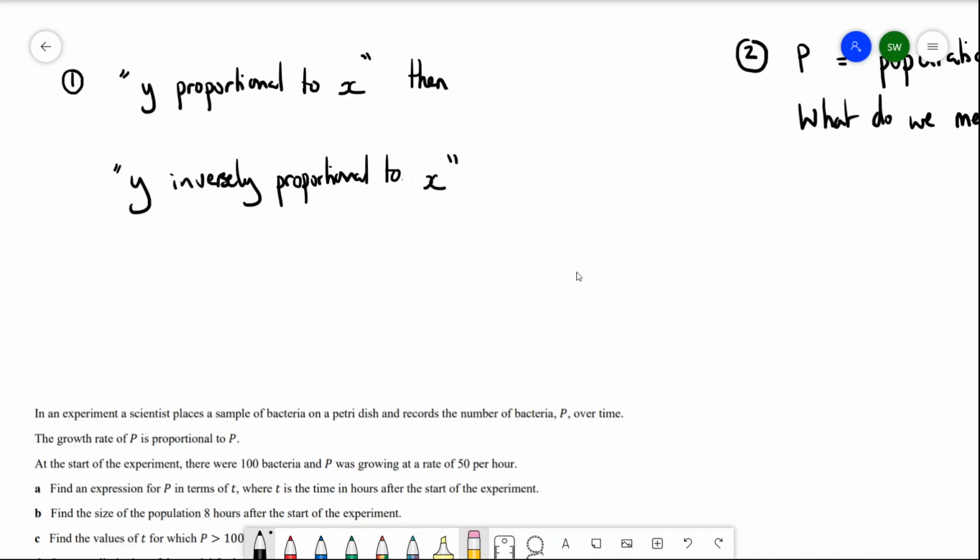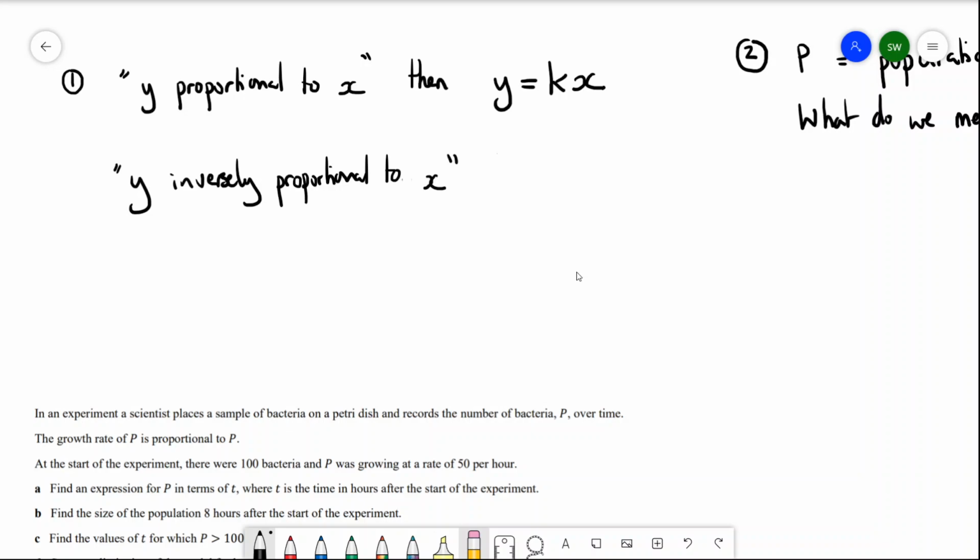Before we have a look at this example, we're going to have a look at two key facts that we need to know. So the first one is just a quick reminder about proportion and inverse proportion. So we know that if y is proportional to x, then we can write that y equals some constant, we normally use the letter k, times by x. And k is called the constant of proportionality.